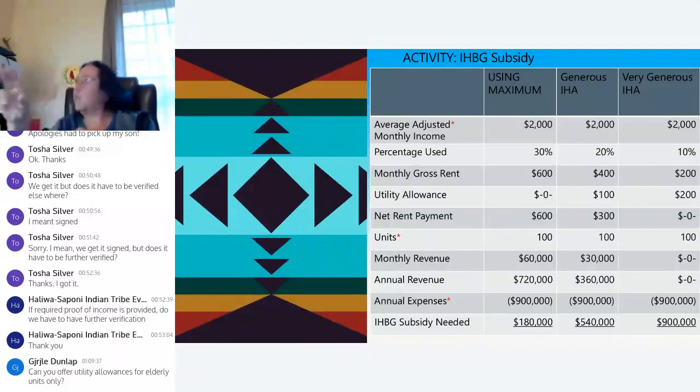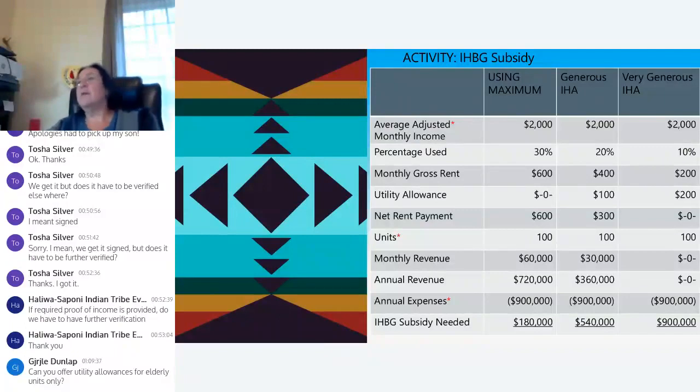Okay, you've only changed it that much. You went from 30 to 20 and you give them a $100 utility allowance in place of none. Now to operate the 100 units, you still have your $900,000 cost. You're going to need $540,000 from your subsidy on a yearly basis to run those 100 units.